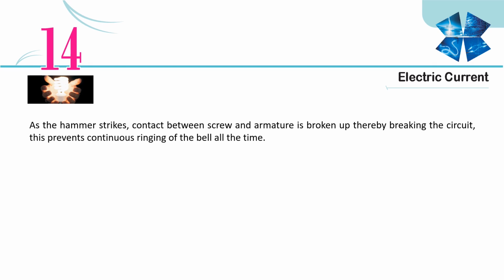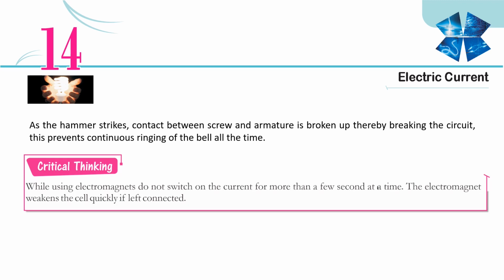As the hammer strikes, contact between screw and armature is broken, thereby breaking the circuit. This prevents continuous ringing of the bell all the time. Critical thinking. While using electromagnets, do not switch on the current for more than a few seconds at a time. The electromagnet weakens the cell quickly if left connected.